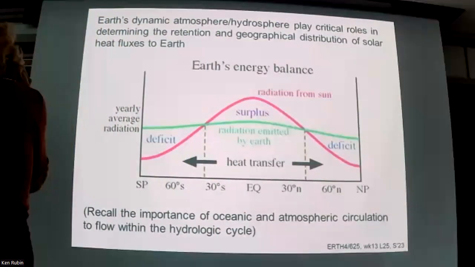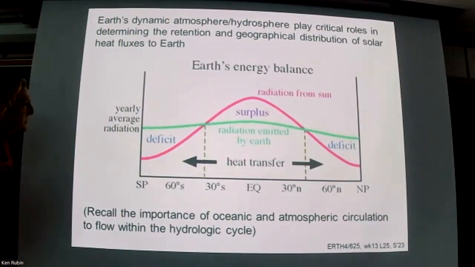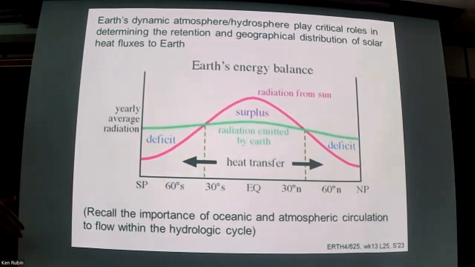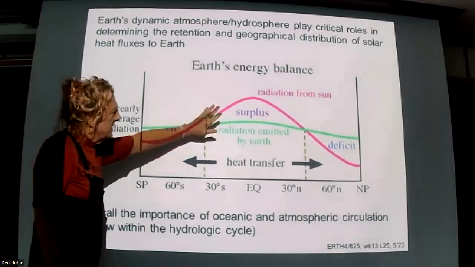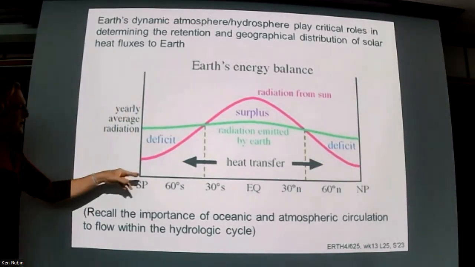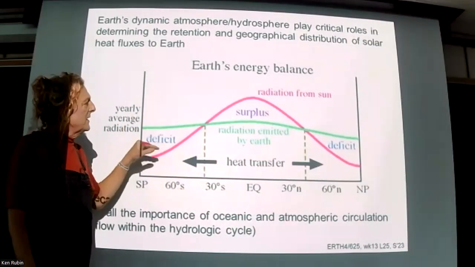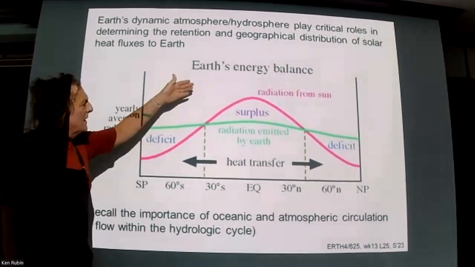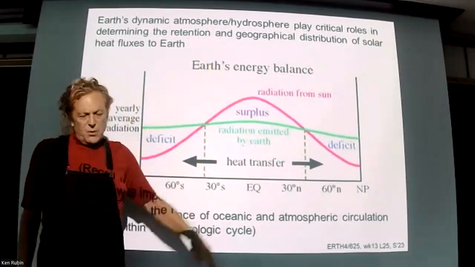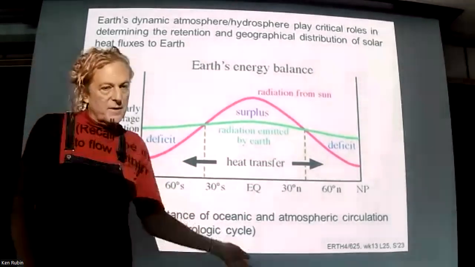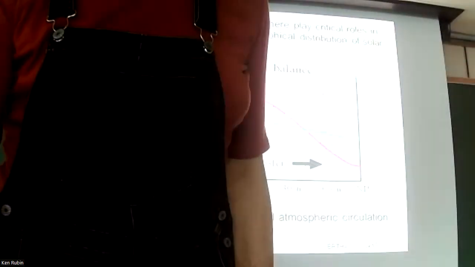We've talked about this before, but I just want to remind you there's a surplus of radiation received from the sun at the equator, and at the poles there's a deficit. There's heat transfer that occurs in both the atmosphere and the oceans that leads to this pattern of the equator receiving more sun than the poles and being more heated than the poles. This is why we have ice caps at the poles and why it's warmer at the equator.